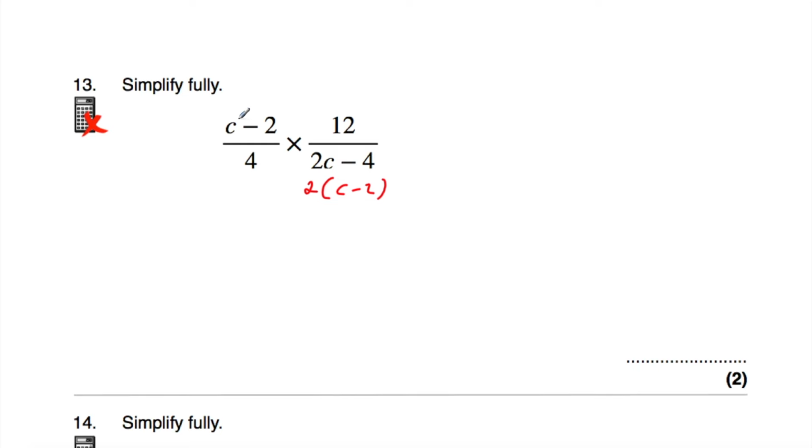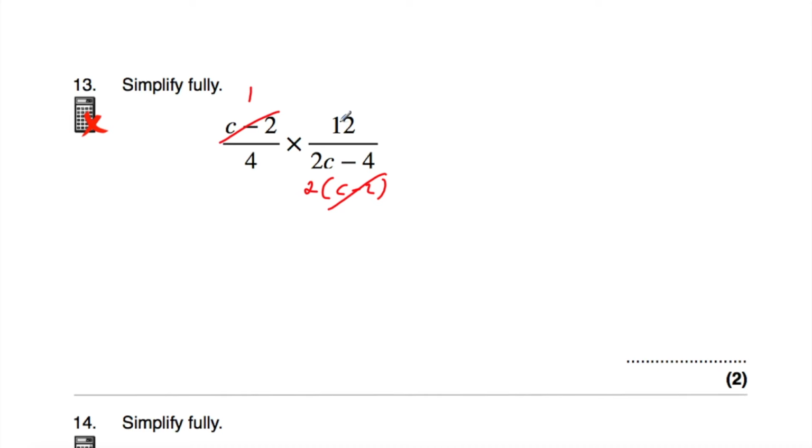Now I'm going to look at this numerator and this denominator. We've got c minus 2 and c minus 2. So both this numerator and this denominator are divisible by c minus 2. So let's divide them both by c minus 2. c minus 2 divided by c minus 2 would just be 1, and c minus 2 divided by c minus 2 would be 1 there, which just cancel out. So we've got a 1 there and a 2 there.